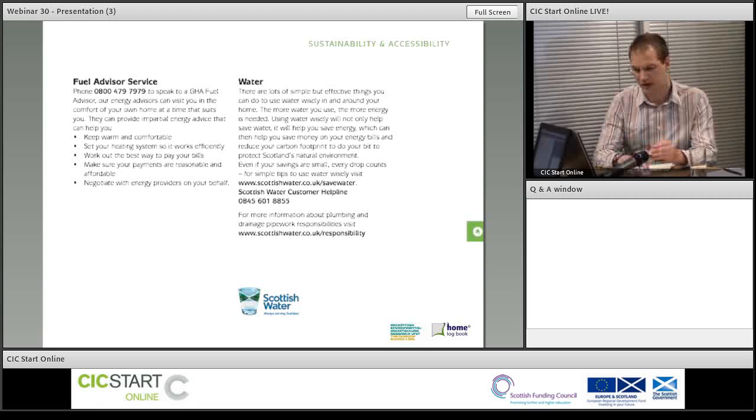And in the Glasgow Housing Association guides, they've got a service that is the Fuel Advisor service. So if you're having a problem with high fuel bills, you can phone them up and find out how you could reduce your fuel bills. So that's obviously a good place for this to be.